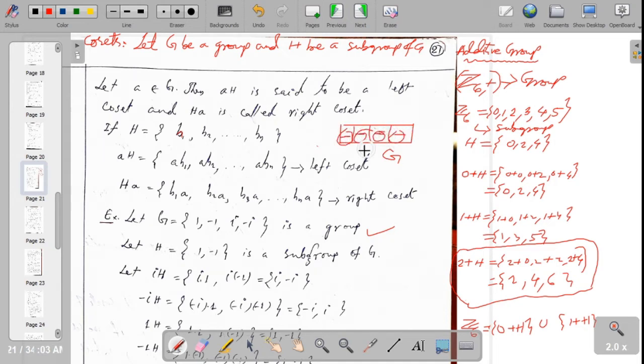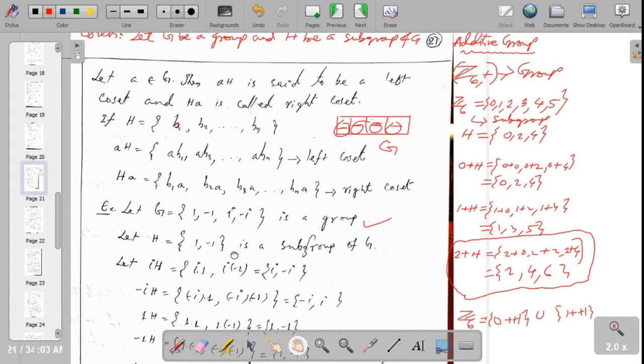So we have four subsets dividing the group G, and the union of all these subsets will give you group G again, where each subset is disjoint. That means there is no common element in these subsets. So in this lecture, we will discuss the cosets of a multiplicative group and the cosets of an additive group. First, we will discuss the cosets of a multiplicative group.